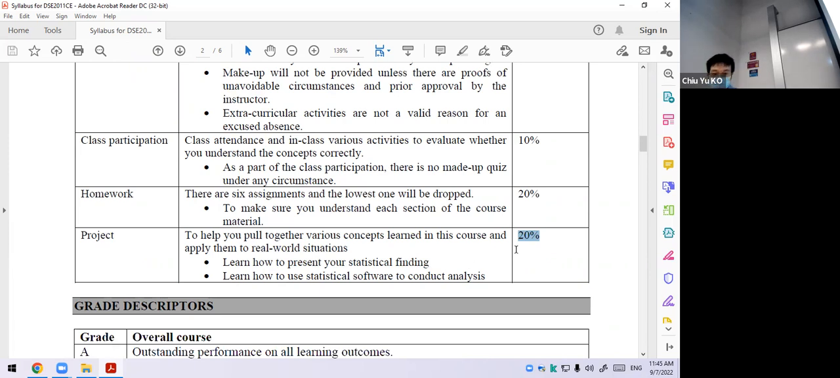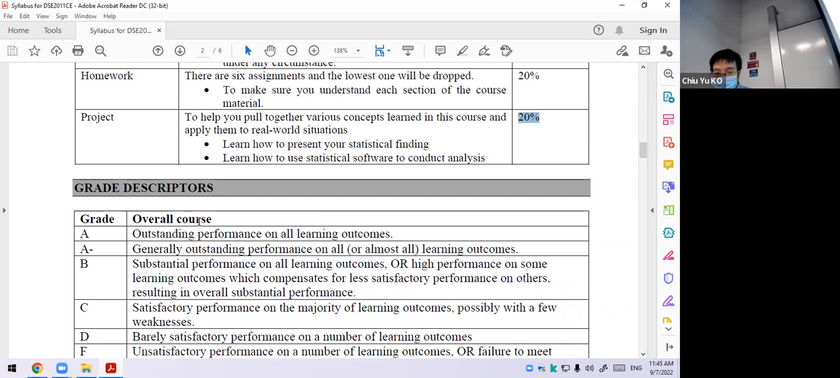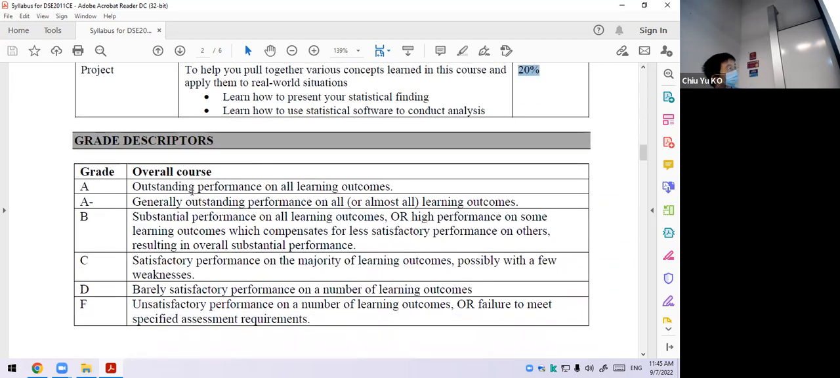But I think you should try to do better on this one, because this is the main way to learn. I'll give you an example or guidance later, so don't worry. I will give you more detail. So it's still a little bit weak here, but it shouldn't be soon. Grade descriptors.